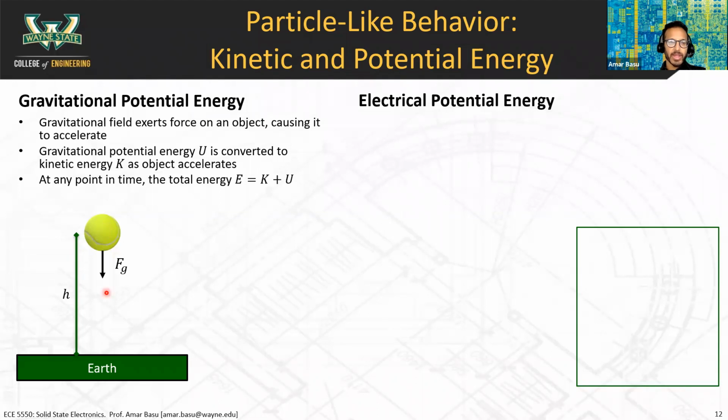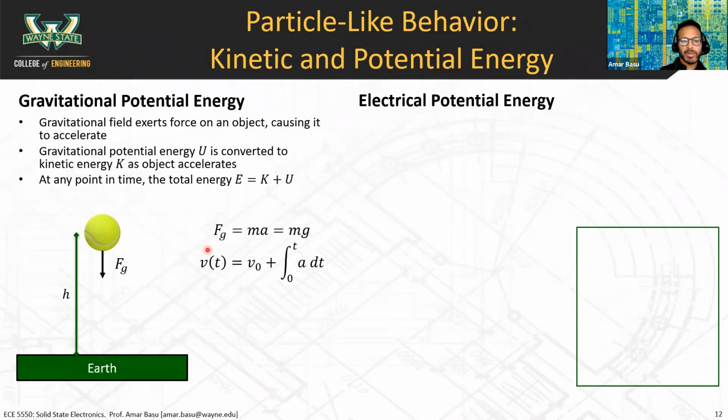All right, so we'll look at the equations for that. At any point in time, the total energy is equal to the kinetic energy plus the gravitational potential energy. All right, so let's look at the specifics of this. So there's a force of gravity. You let the ball go. That force of gravity will cause the ball to accelerate. The force of gravity is equal to the mass times the acceleration, ma, and that is equal to mg. The acceleration is the gravitational constant, which on Earth is 9.8 meters per second squared.